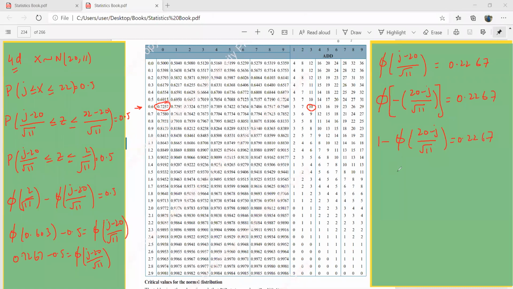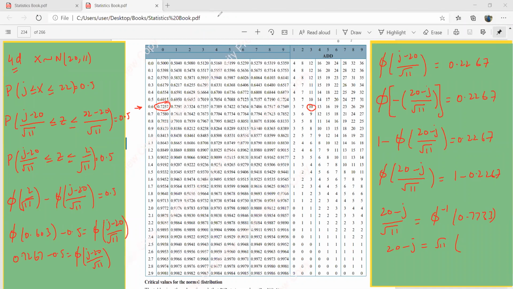0.2267. Again, the ones who have done that exercise 8B, they will not be that much frightened, the ones who haven't done this. So this is 1 minus this, so that is 0.7733. So this 20 minus j over under root 11 is phi inverse of 0.7733. Let's go to the table and see what do we have here.